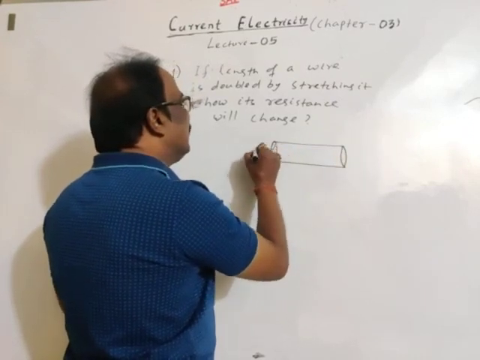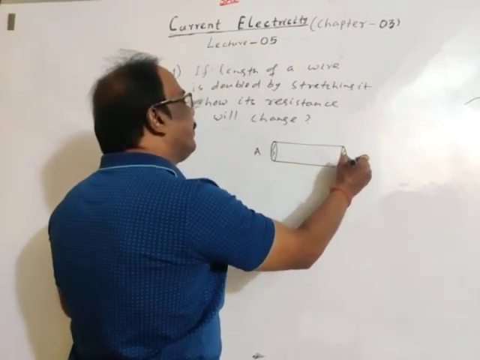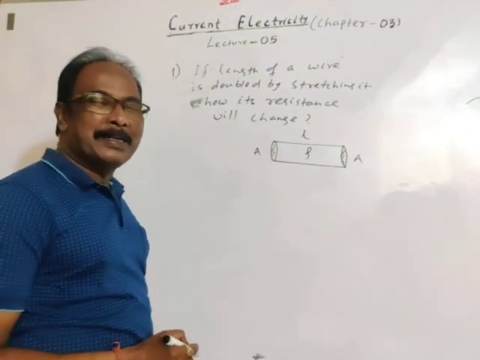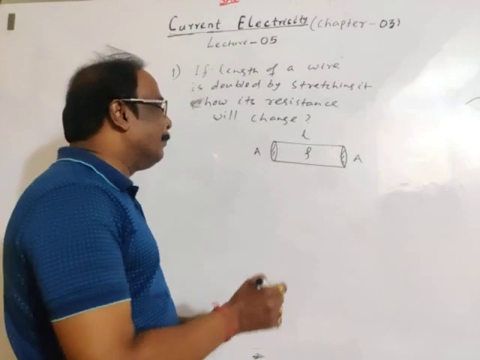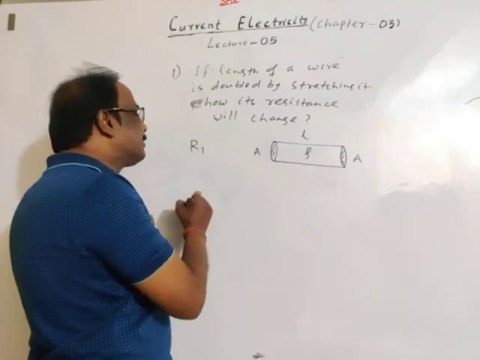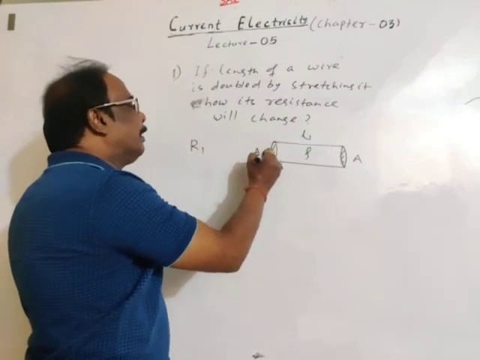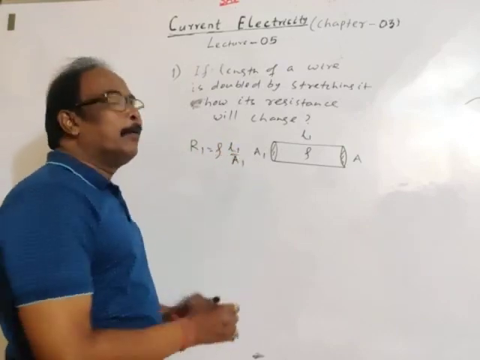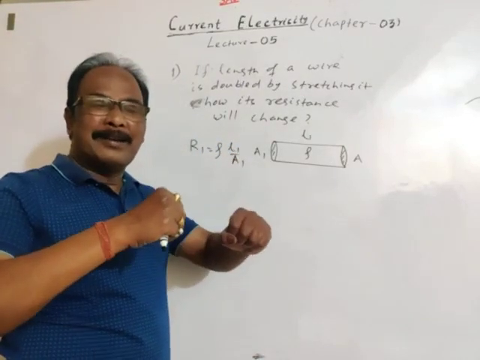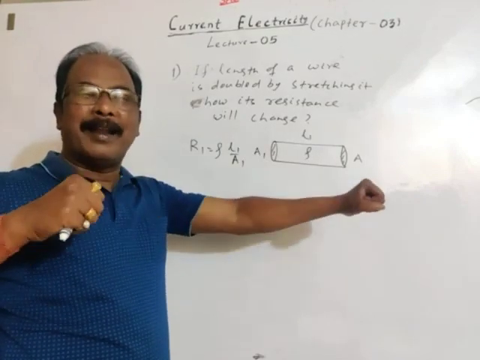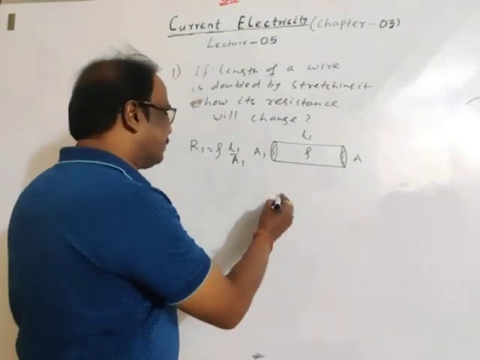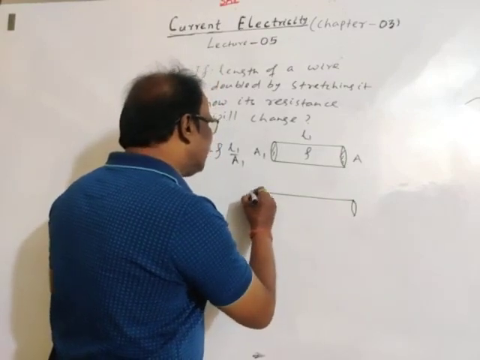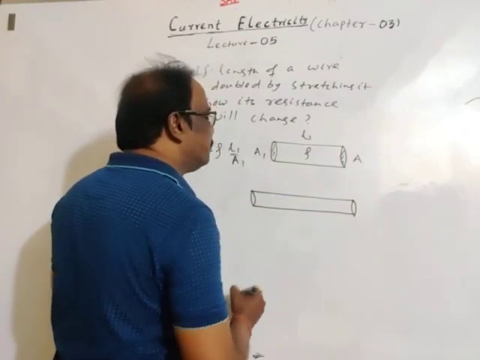These are cross-sectional areas, A and A, of a uniform wire. The length is L, and the resistivity, or specific resistance, is rho. Let the initial resistance be R1, with L1 and A1, so the initial resistance is rho L1 by A1. Now it is stretched to double its length.